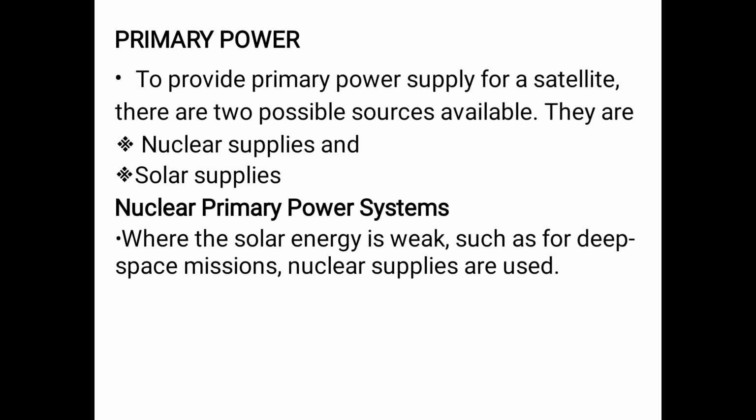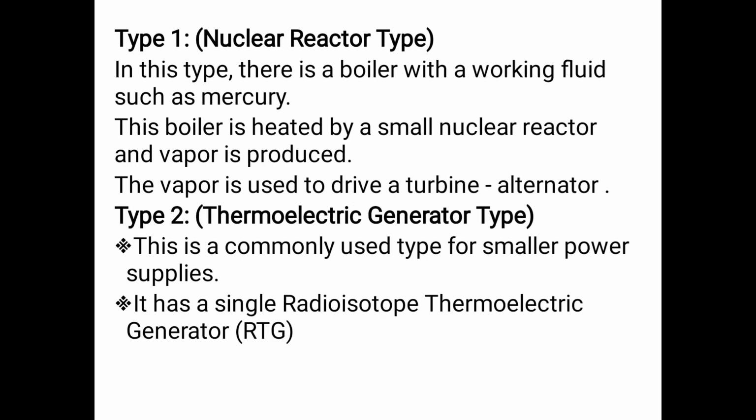Primary power. To provide primary power supply for a satellite, there are two possible sources available. They are nuclear supply and solar supply. Nuclear primary power system: where the solar energy is weak, such as for a deep space mission, nuclear supplies are used. Type 1, nuclear reactor type.